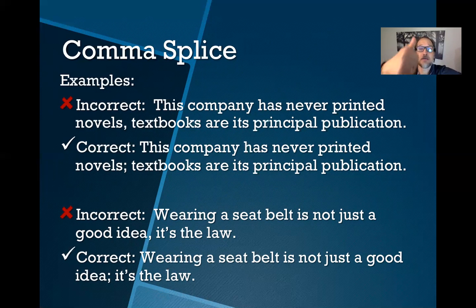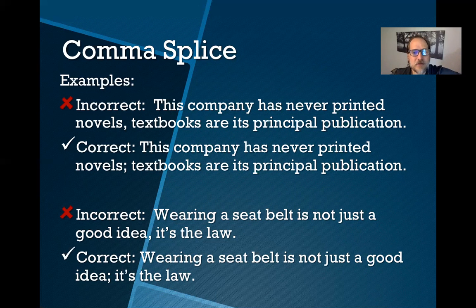I need a period, I need a semicolon, or I need a conjunction. One of the three. Think about the way you want those two clauses to work together, and that's how you pick whether a period, semicolon, or conjunction. So, correct: this company has never printed novels; textbooks are its principal publication. I'm pulling on that idea forward. This allows a little bit more flow. The semicolon simply pulls it really quickly, and the previous idea, pulling it onward.